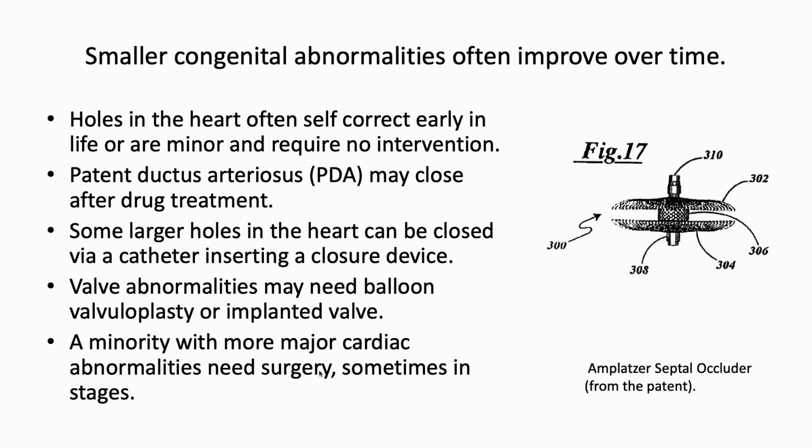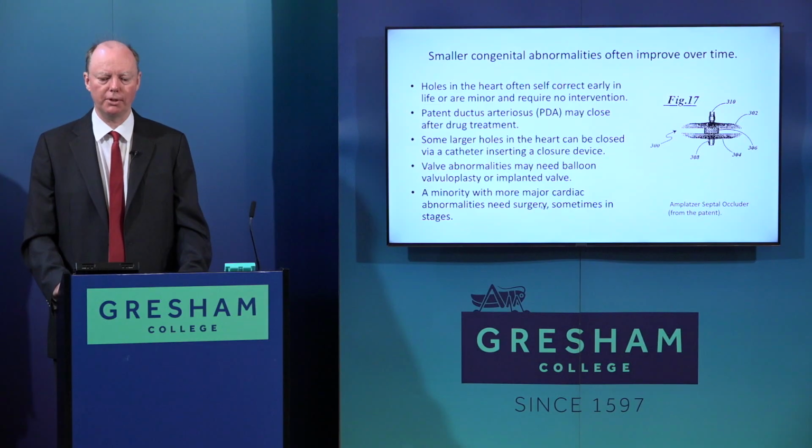And then some valve abnormalities can be again dealt with via a catheter by, for example, doing a balloon valvuloplasty. But a minority of more major conditions, and this is something which Professor Elliott talked about, and I therefore don't want to repeat, will need surgery, and sometimes really very major surgery which needs to be done in stages, so it can't all be done in one go. So quite a range of possible things can happen as congenital heart valve or heart muscle structure problems.